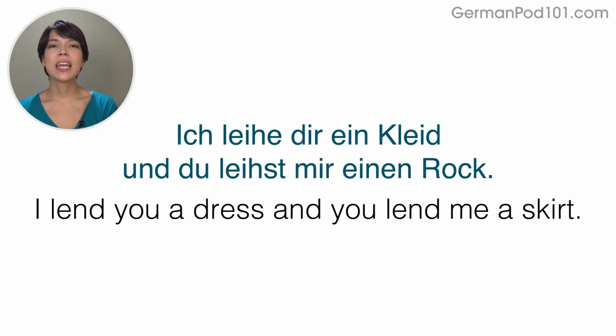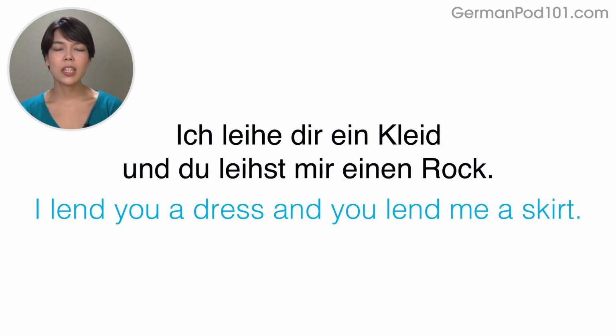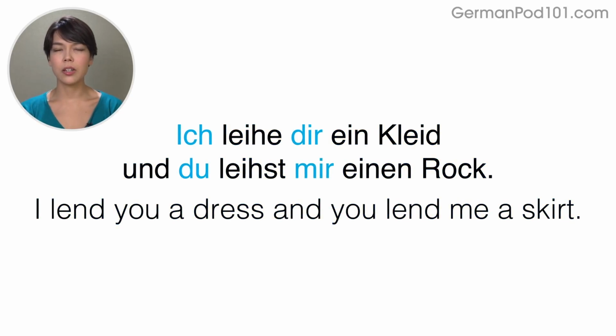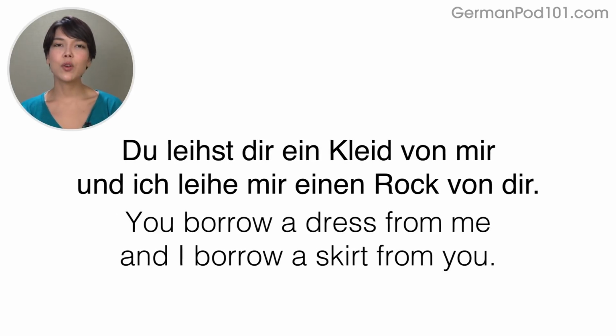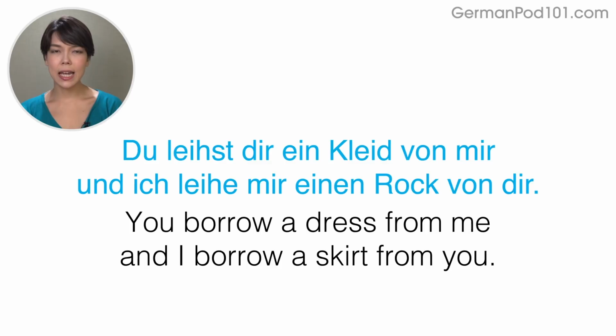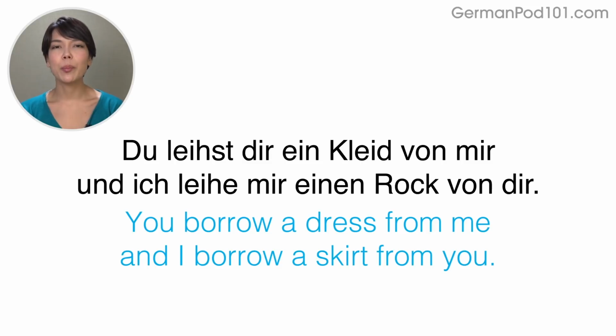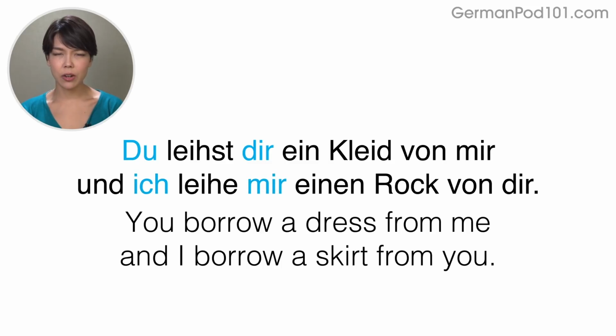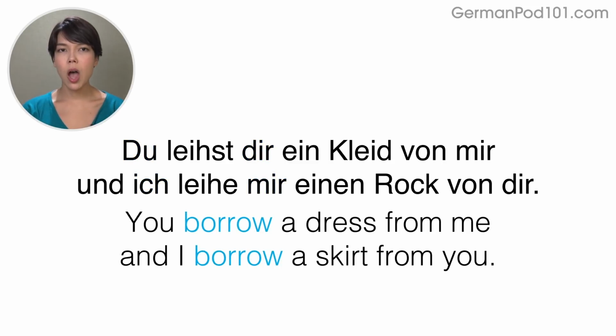Now, let's do a tricky one. Ich leihe dir ein Kleid und du leihst mir einen Rock. I lend you a dress and you lend me a skirt. In this sentence, ich and dir and du and mir are different, non-corresponding pronouns referring to I and you. If you want to change the sentence to borrow, it will sound like this. Du leihst dir ein Kleid von mir und ich leihe mir einen Rock von dir. You borrow a dress from me and I borrow a skirt from you. In this case, du and dir and ich and mir correspond, changing the sentence to borrow while still meaning the same thing.